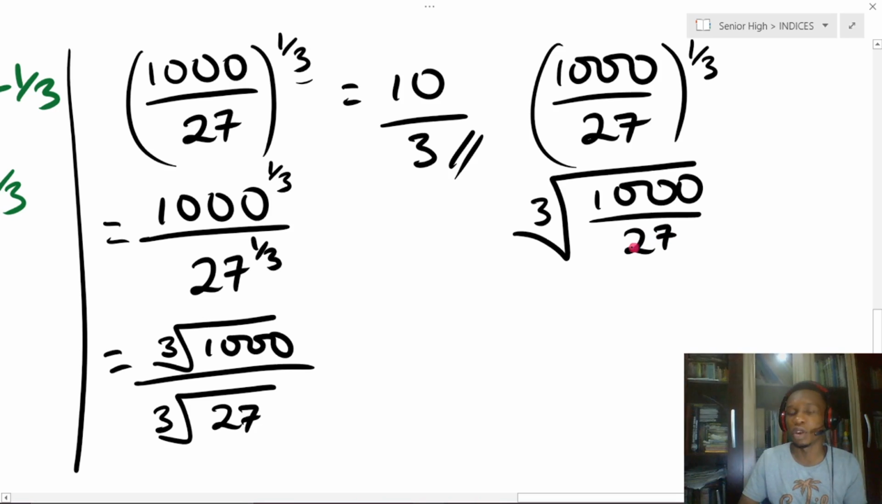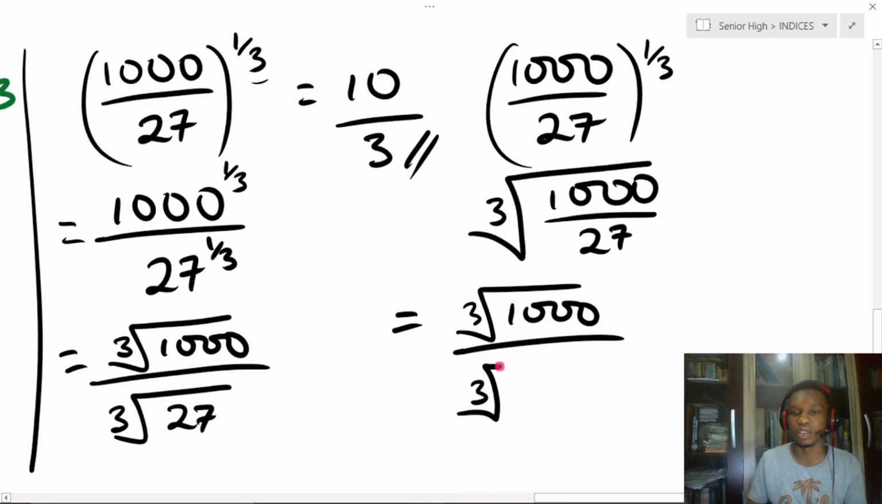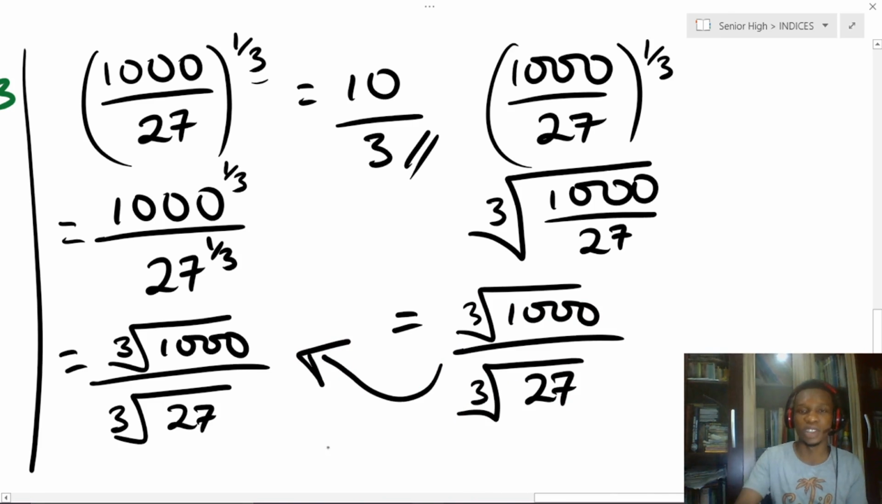But according to our surd rule, now I know I've not taught surds yet, but according to our surd rule, we know that this can be broken down to what? Third root of 1000 over third root of 27, and then we are back to what we've just done here. So that's the solving for this one.